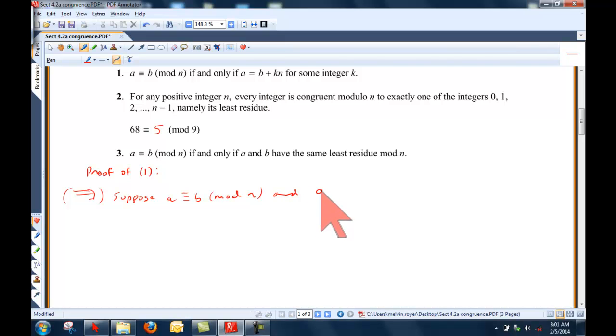So by the division algorithm, we know that we can write a as some kn plus r, where r is less than n, but it's non-negative. And also b can be expressed in a similar way, let's say some k'n plus r', where the same thing is true of r'.